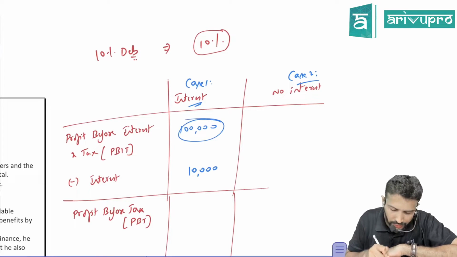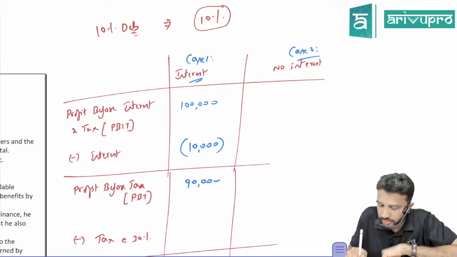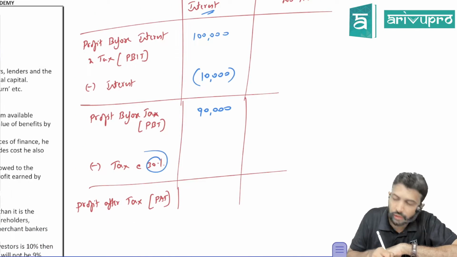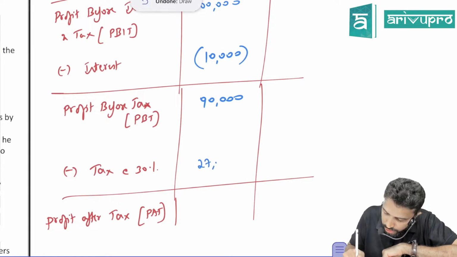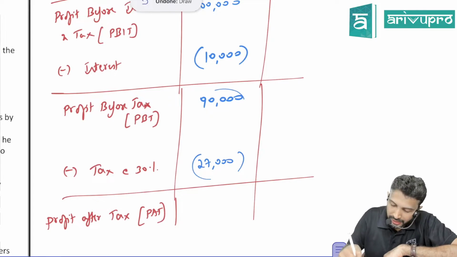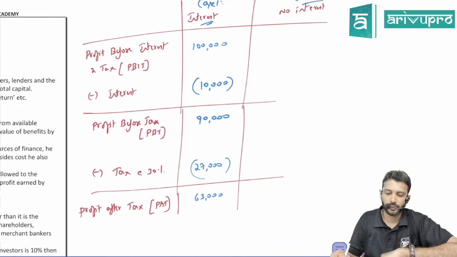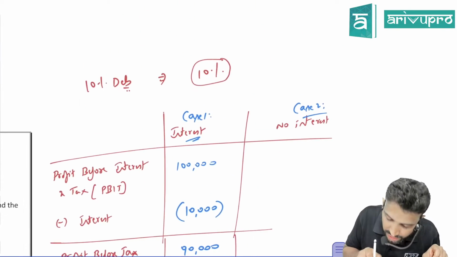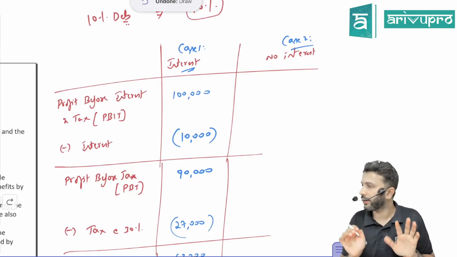PBIT is 1 lakh. From this, if you deduct interest, how much are you going to get? 90,000. This is your profit before tax. Tax is at the rate of 30%. Calculate: 9 3s are 27, so this is 27,000. So profit remaining after paying taxes, 90 minus 27, is 63,000. This is the number you are getting when the company has issued some debentures and is paying some interest.